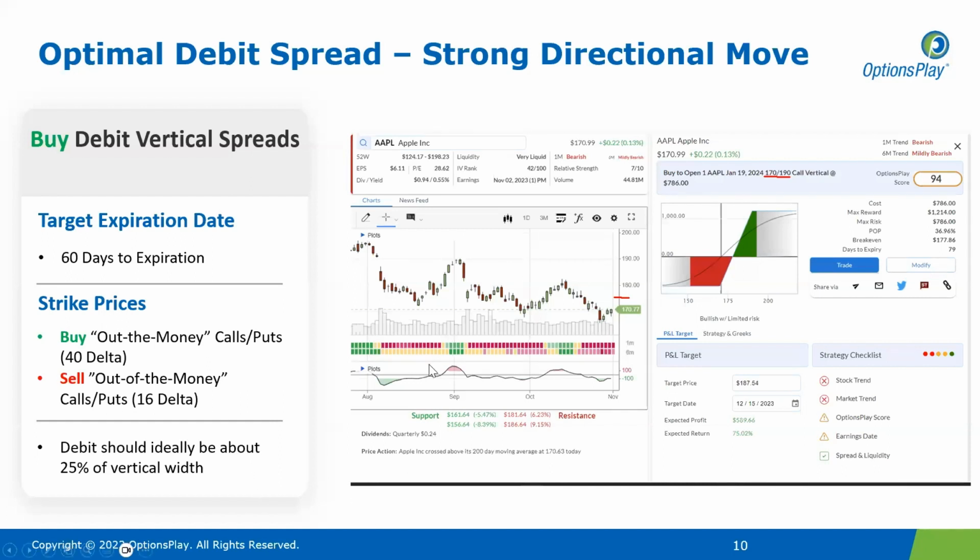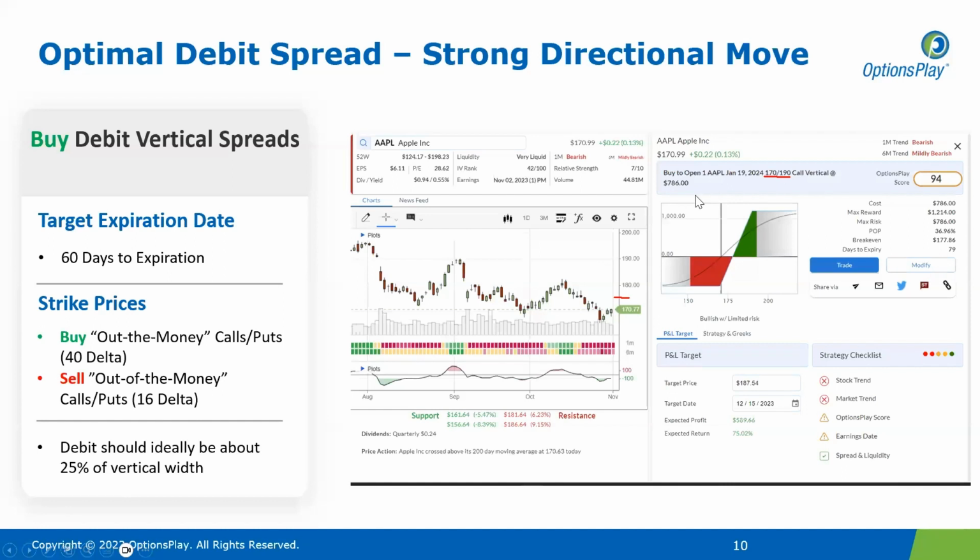Now, when it comes to the cost of the debit spread, you're usually looking for anywhere between 25% to 30% of the vertical width. So let's say, for example, we're going for the 170, 190. This costs around $8 per share, or 800 in total. Now, the vertical width here is $20 between 170 and 190. And because this is $8, this is a lot more than 25%.